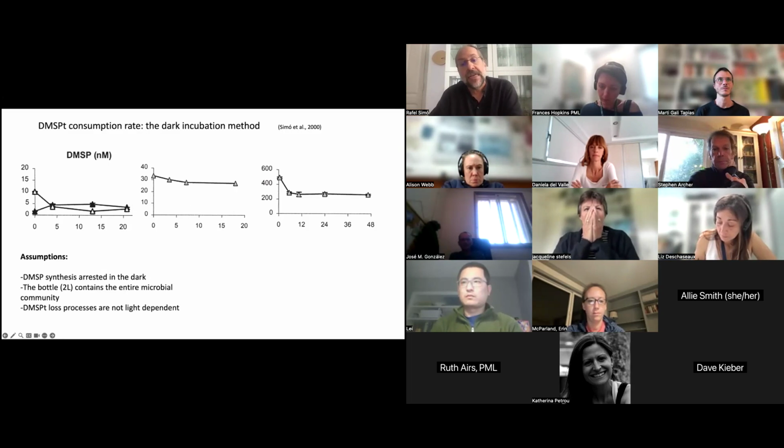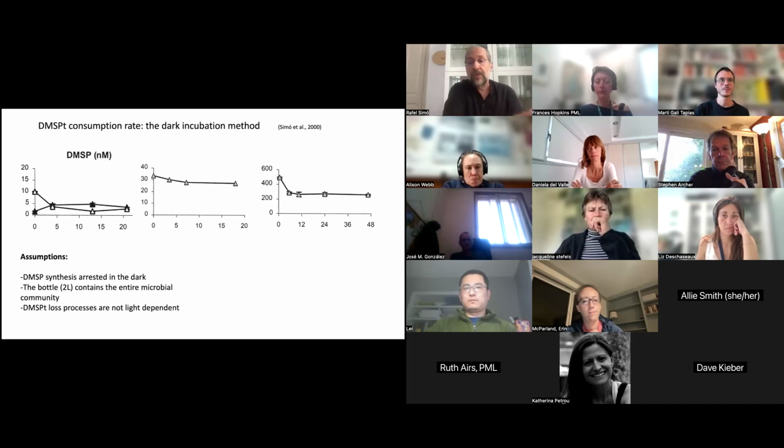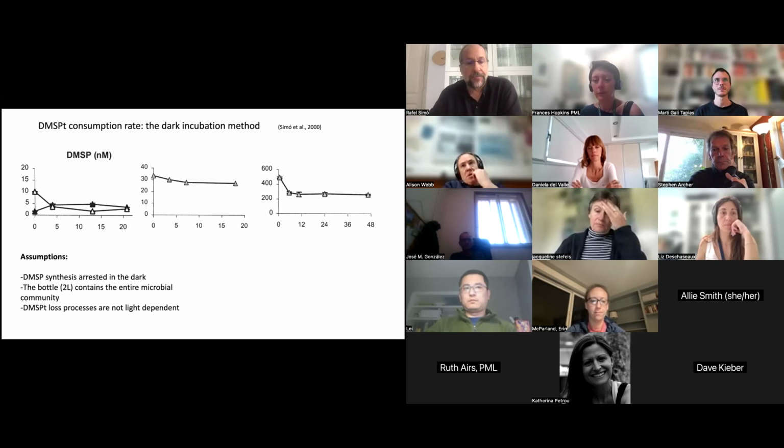Here you have 3 cases with low, medium and very high total DMSP concentrations. And indeed, this happens. Look at the open triangles only here. And of course, another assumption for this is that the loss of the DMSP is not light dependent, because you put the sample in the dark.